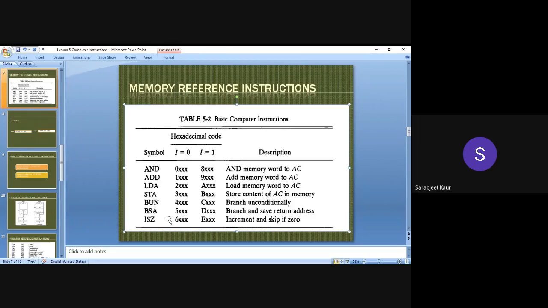Next is BSA. BSA means branch and save return address. So this is again the same as in BUN. What we are trying to do here is alter our program sequence. For example, you have an if statement in your C++ program. Whenever you have an if statement, if this particular condition is true, then you can write go to this particular label, right? So you can jump certain statements and go to a different statement.